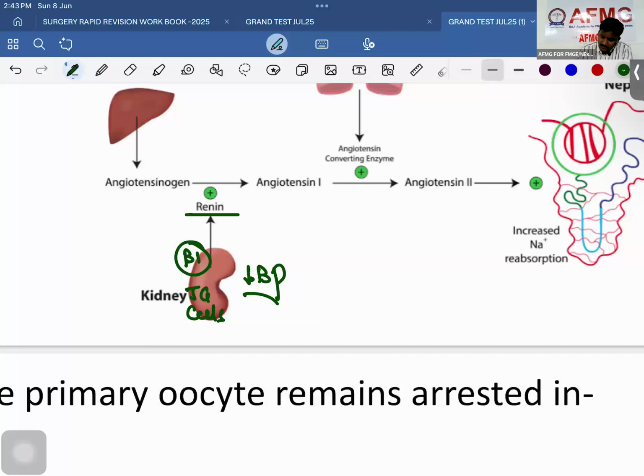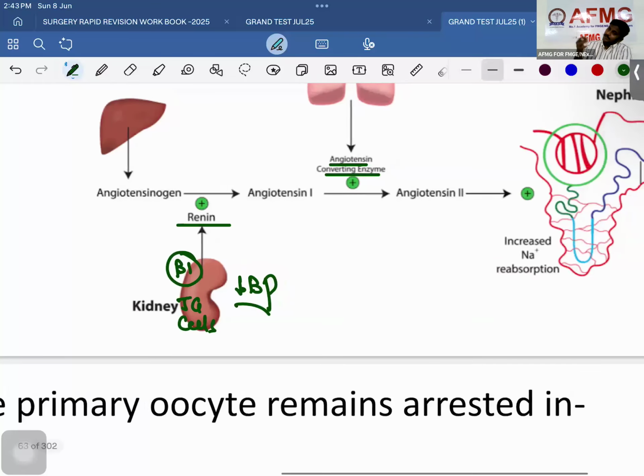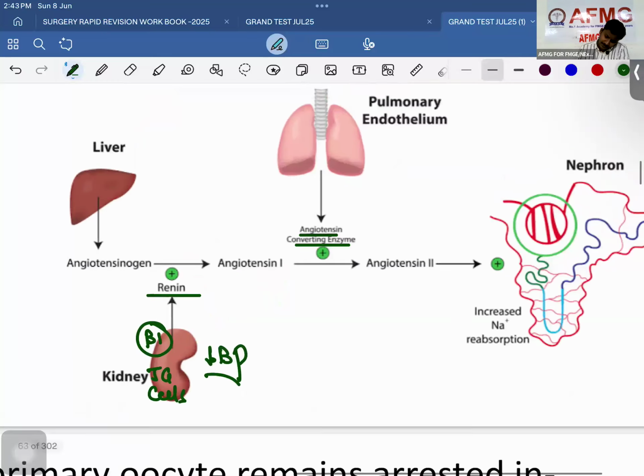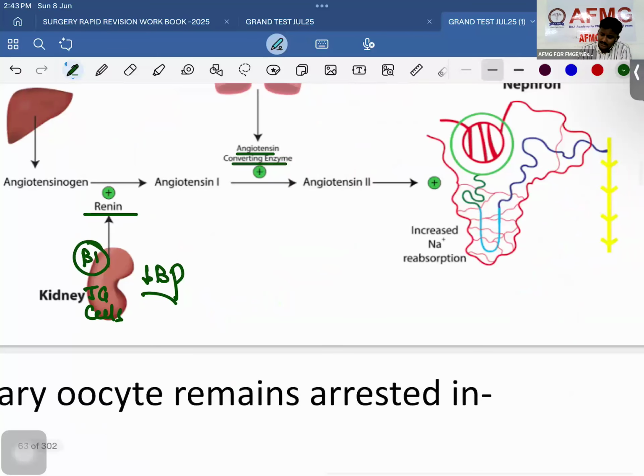And once renin is released, it will convert angiotensinogen into angiotensin 1. Then angiotensin 1 is converted into angiotensin 2 by another enzyme called angiotensin converting enzyme, or ACE, released by lungs. That was a PYQ again in your exam. Next, angiotensin 2 will directly cause some action, and secondly, it will also increase the release of aldosterone, beta.